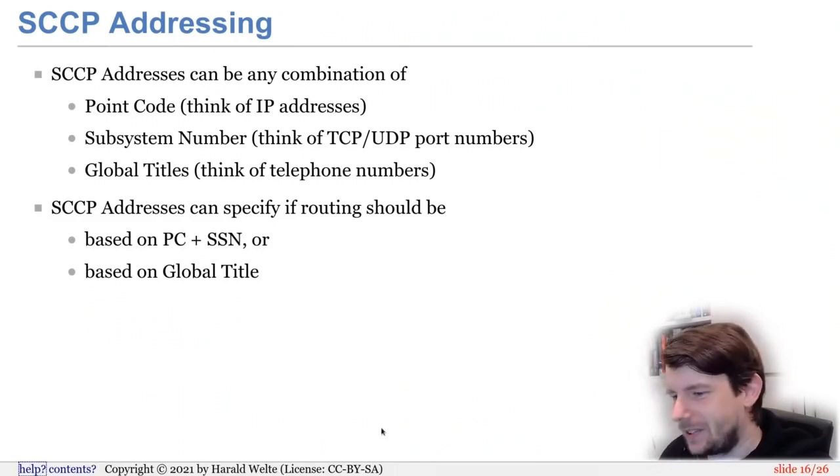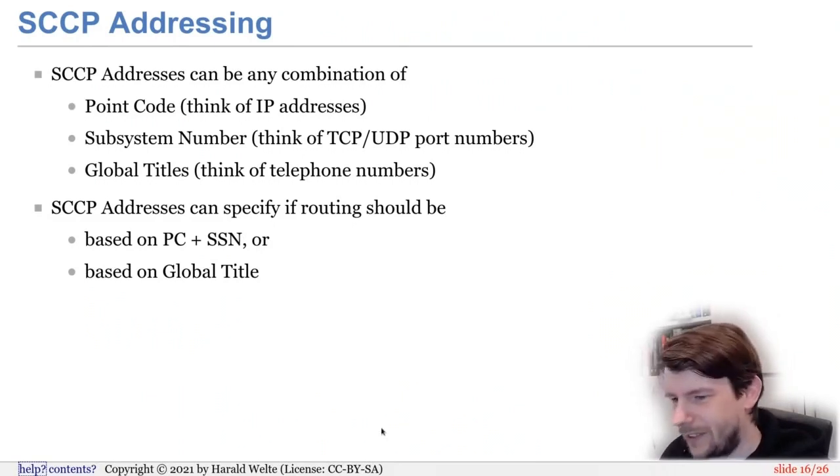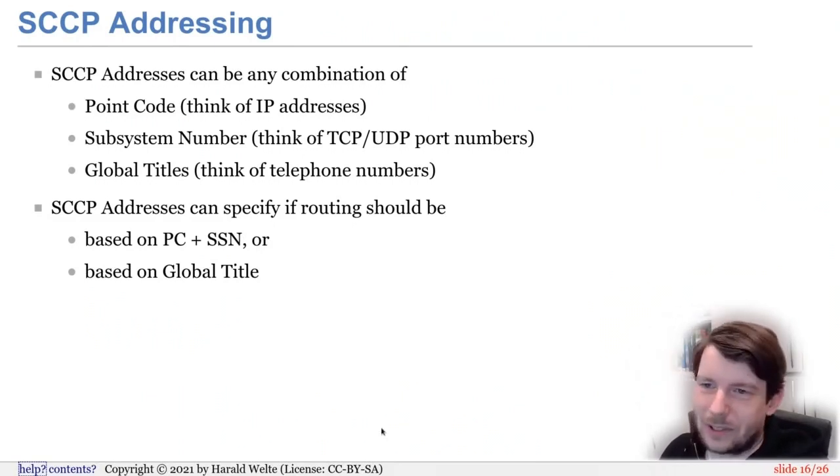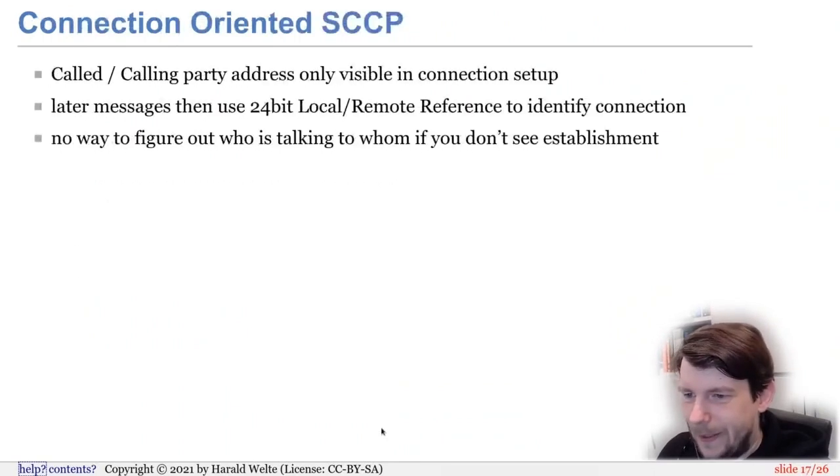And then in addition to that, the address specifies whether routing should be performed on point code and or subsystem number if they exist, or if routing should be done based on the global title in the message. And that now offers a lot of flexibility in many ways in which things can go wrong. It can be confusing at times.